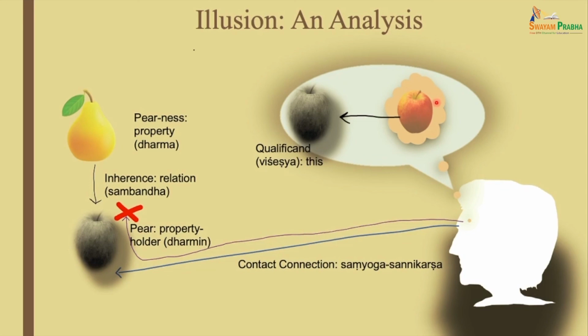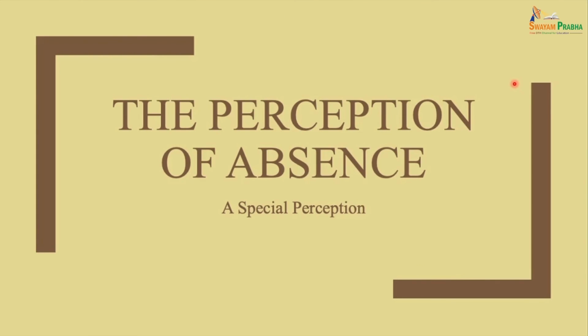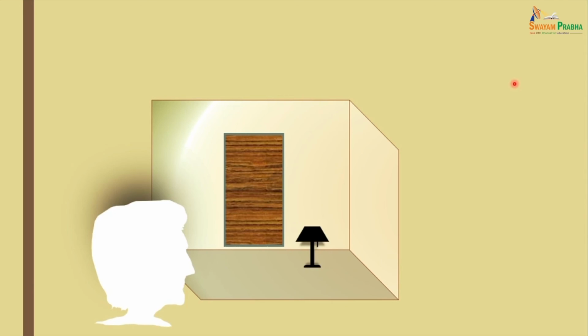Yes, there is a practical failure, because if I want to taste an apple after having seen this, I would not, because there is no apple, there is a pear, right? So this is basically the gross picture of it. Then we go to the last part, that is the perception of absence, which is a very, very important thing.